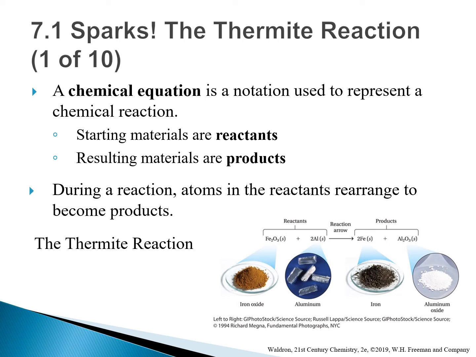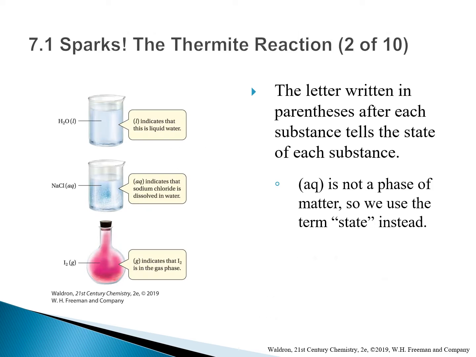In the thermite reaction, we have the reactants listed on the left-hand side, and we have the products listed on the right-hand side of the arrow. So when we read the chemical reaction, we read it as iron oxide reacts with aluminum, giving iron and aluminum oxide. The letter written in parentheses after each substance tells the state of each substance.